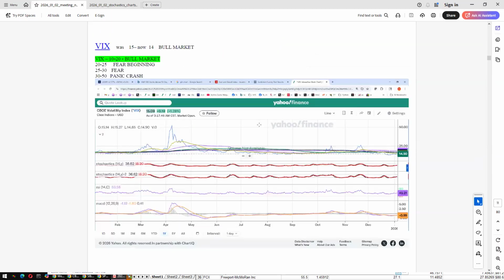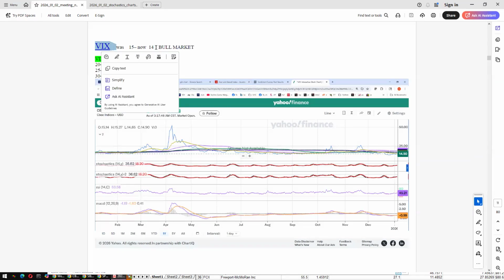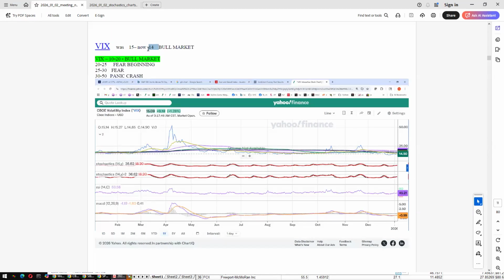All right. And here's the fear index, the VIX. It's at 14 right now. So people are not expecting risk in the market. There's not a lot of people buying protection in options, and so there's no fear in the market right now.